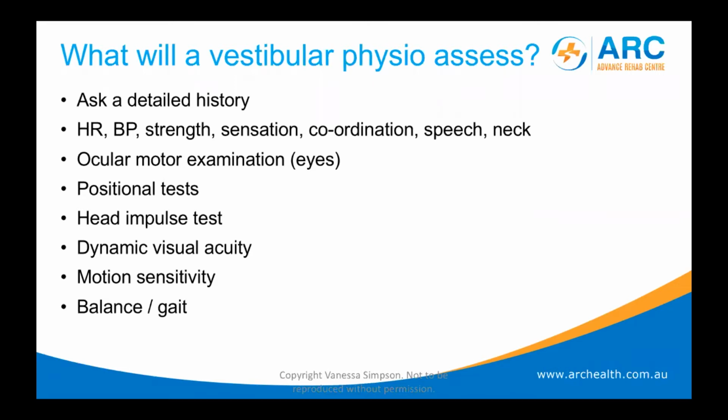And then looking at things like a head impulse test or a dynamic visual acuity test. These are all tests that look at something called your vestibular ocular reflex. This is a reflex that allows the eyes to stay still while the head is moving. It's a very important reflex and can often be affected in certain conditions like Meniere's disease. They might look at your motion sensitivity and of course your balance and your gait or your walking.